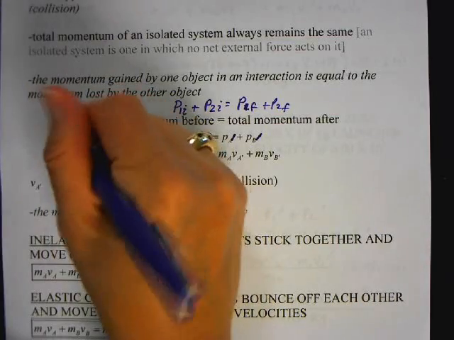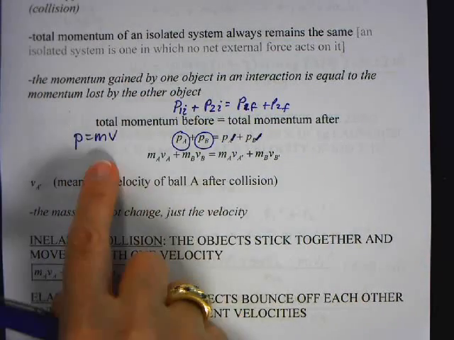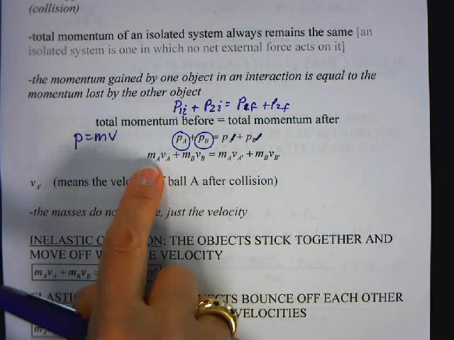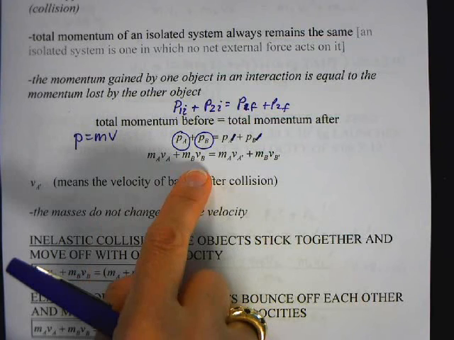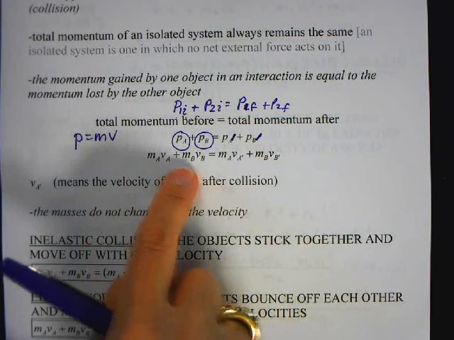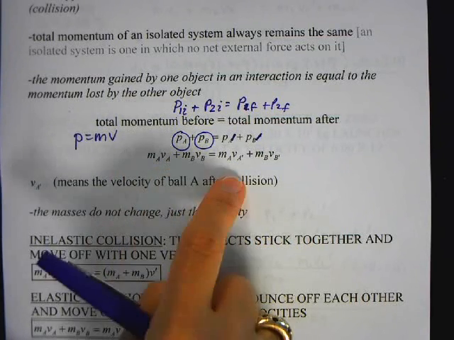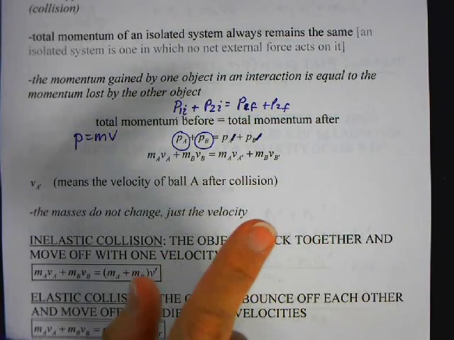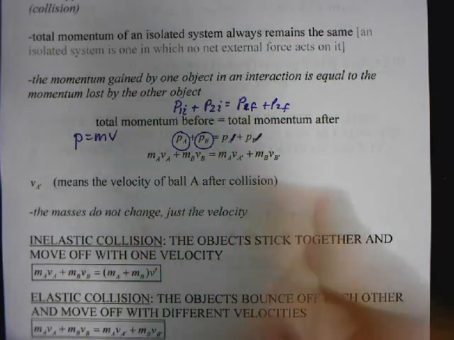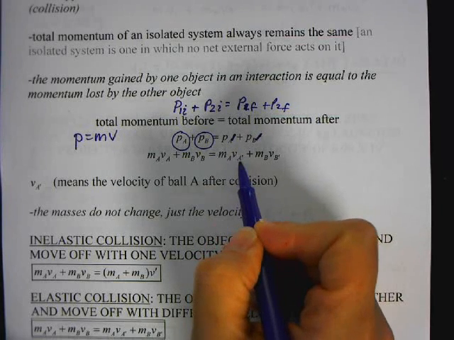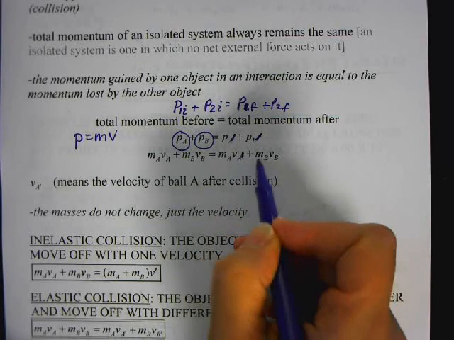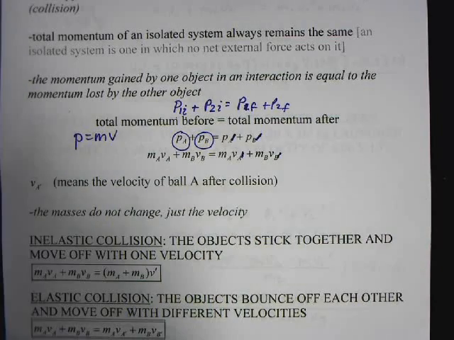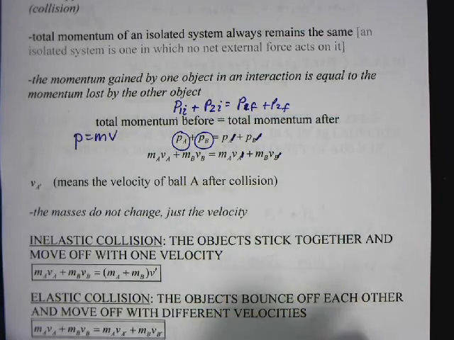What I learned before is momentum is mass times velocity. So the momentum of object A before collision is going to be MAVA. The momentum of object B before collision is going to be MBVB. After collision, does the mass change? No, the mass stays the same. So the momentum of object A would be MAVA prime, and for B, MBVB prime. The masses don't change, just the velocity.